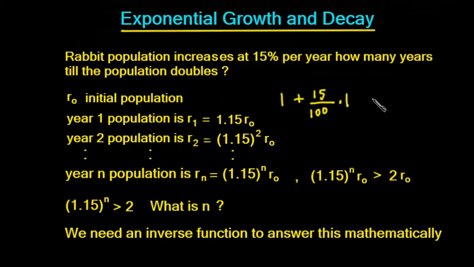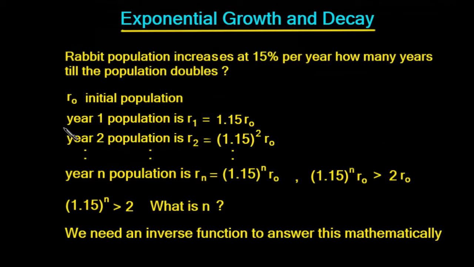So let's take out the common factor. The common factor is 1, so we're left with 1 plus 0.15, so that's just 1.15. So the new population is going to be 1.15 times the old population, so it's simply an increase of 15%. So let's do that again. Now we'll do it for 2 years.